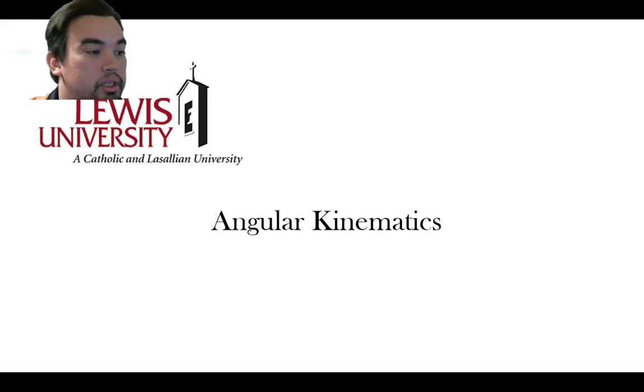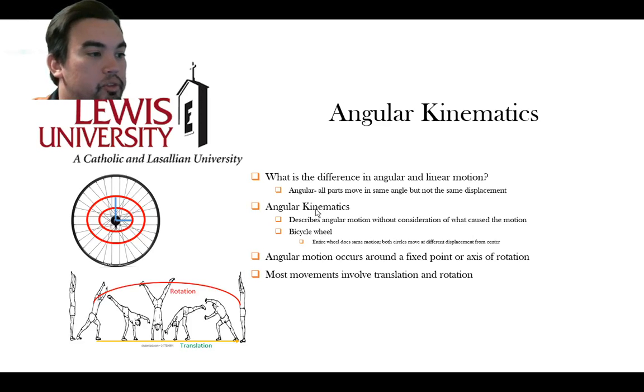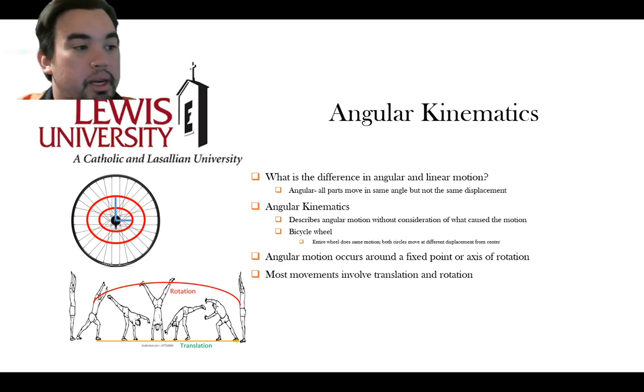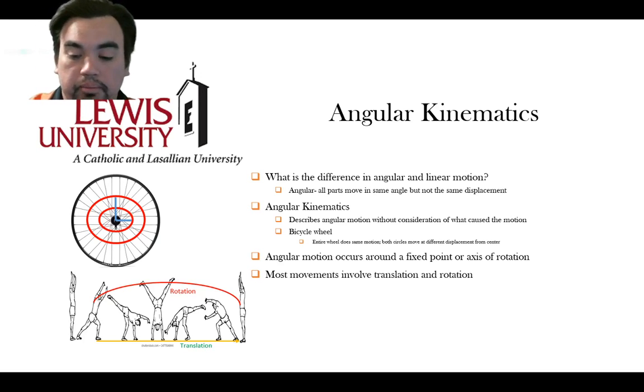Good afternoon, everyone. Today we are going to go over angular kinematics. Okay, so what is the difference between angular kinematics and linear kinematics, linear motion and angular motion, right? So angular motion, all the parts move through the same angle, but they don't move the same displacement. So what does that mean?